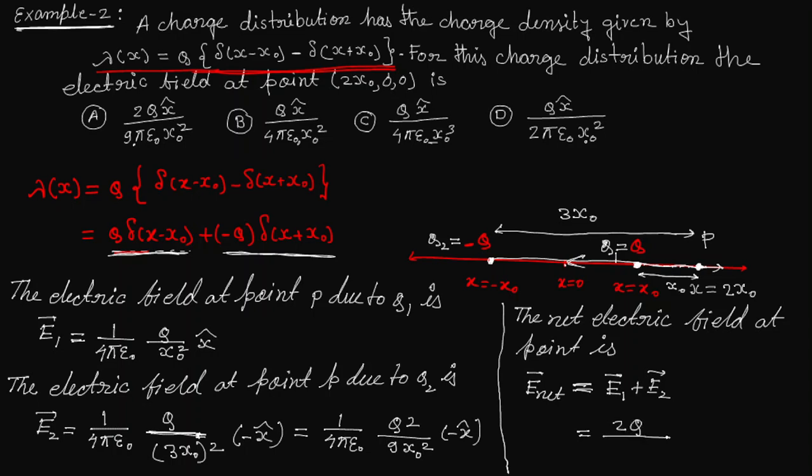And then 2, if we cancel out, it will be 2q divided by 9 pi epsilon naught x naught square into x cap. Okay. So in this way, if we have more than one charge and want to calculate the electric field, first we have to write the electric field because of individual charges, and then we have to take the vector sum of all these electric fields, and that will give you the net electric field. Okay.